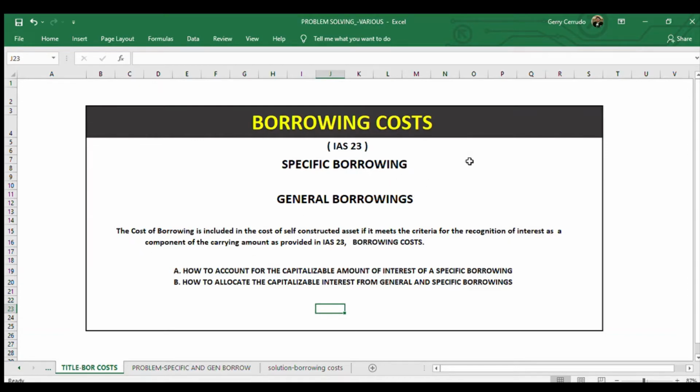We will be solving this item on borrowing cost in accordance with the cost of borrowing cost definition prescribed by the IAS 23. Sabi, the cost of borrowing is included in the cost of a self-constructed asset if it meets the criteria for the recognition of interest as a component of the carrying amount as provided in the IAS 23.